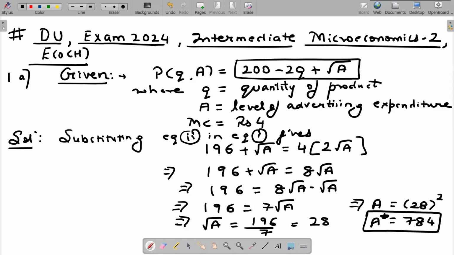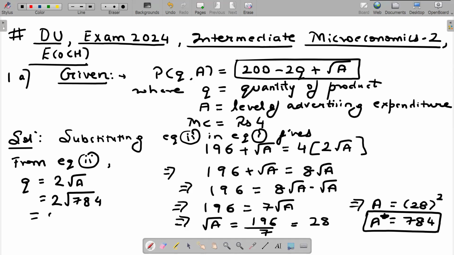Okay, and now let's find Q. How do I find Q? Remember from equation 2, students must have noted down equation 2. Equation 2 was Q is equal to 2 times square root of A. Now plug in the value of A. What is A? 784. What is square root of 784? 28. And 28 times 2 is 56. This is my Q star. So I have got the values of Q star and A star. So I'm writing it here. My Q star has come out as 56 and my A star has come out as 784.